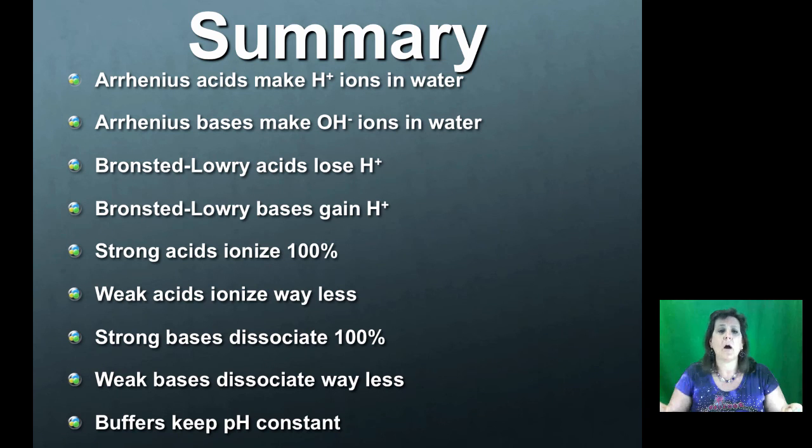Strong acids break apart and ionize 100%. Weak acids ionize only 1 to 5%, way less. Strong bases break apart and dissociate 100%. Weak bases dissociate way less, 1 to 5%. And then buffers keep pH constant.